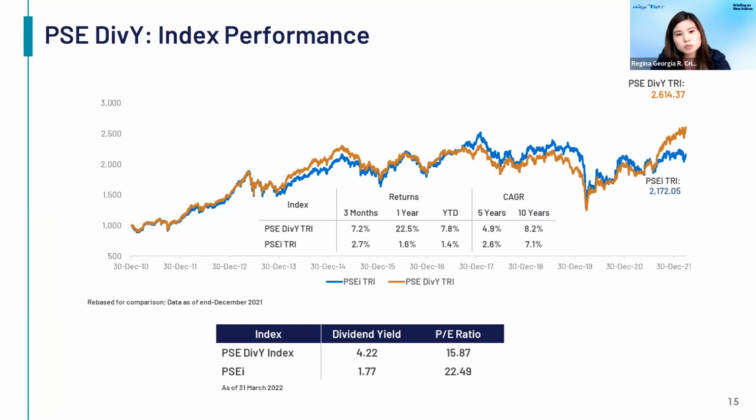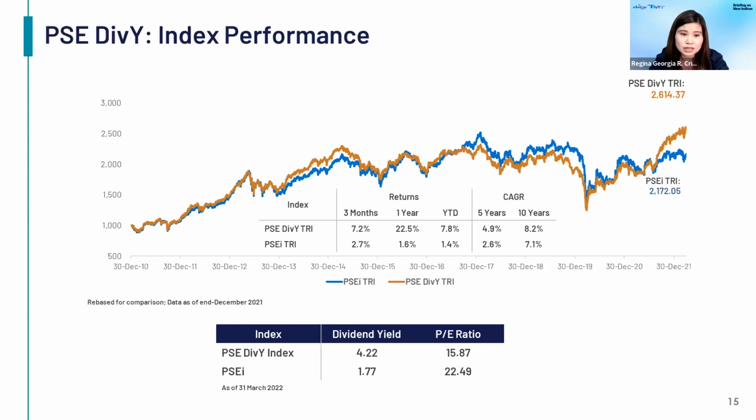So how did the index perform in the past 11 years? We conducted a back test and these are the results. The orange line here shows the performance of the PSE Dividend Yield Total Return Index, while the blue line shows the performance of the PSEi Total Return Index. Why are we comparing using total return? Since the dividend yield index focuses on dividends, we wanted to show the effect of the dividends or the dividend reinvestments in the levels of the index.